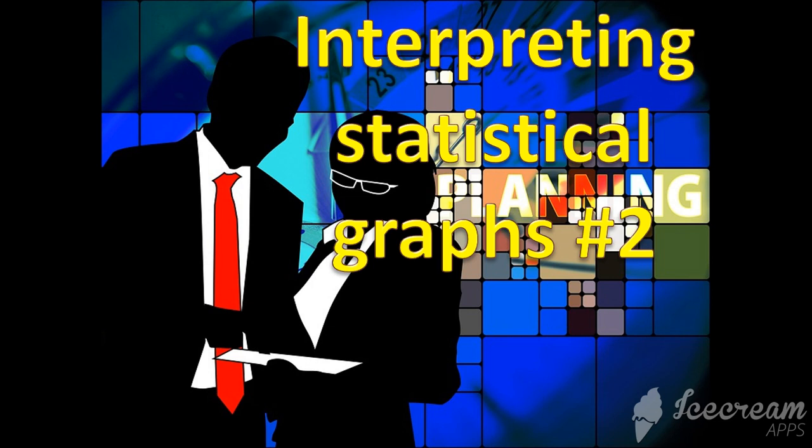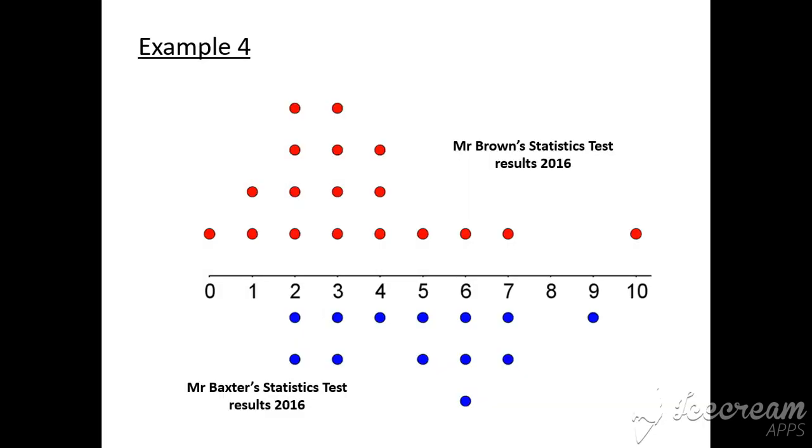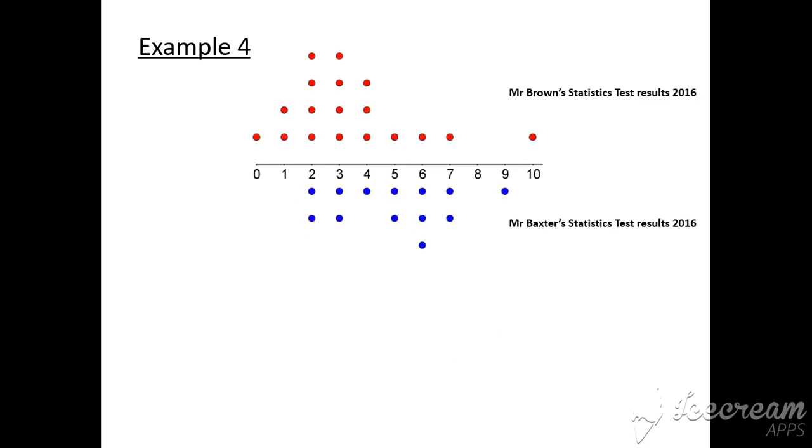This is our second video on interpreting statistical graphs. So let's get straight into example number 4. This is a dot plot and the results are about Mr. Brown's statistics class test results compared to Mr. Baxter's statistics test results. So what kind of things can we chat about in this graph?